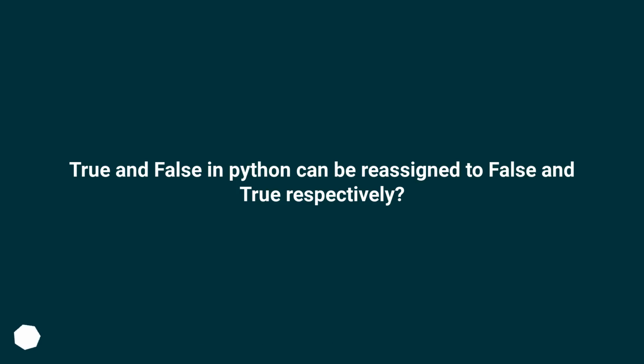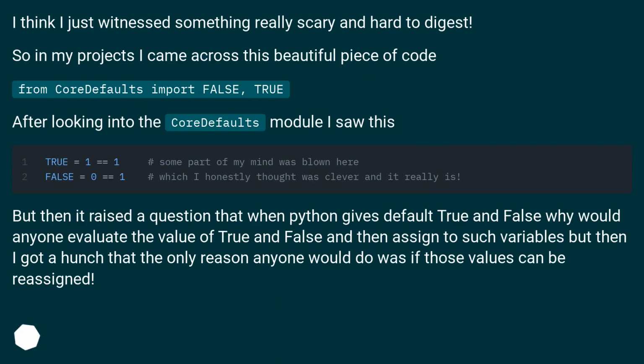True and False in Python can be reassigned to False and True respectively. I think I just witnessed something really scary and hard to digest. In my projects I came across this beautiful piece of code: from core.defaults import False, True. After looking into the core defaults module I saw this.